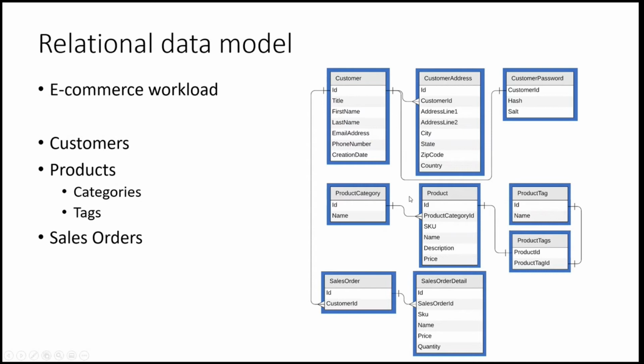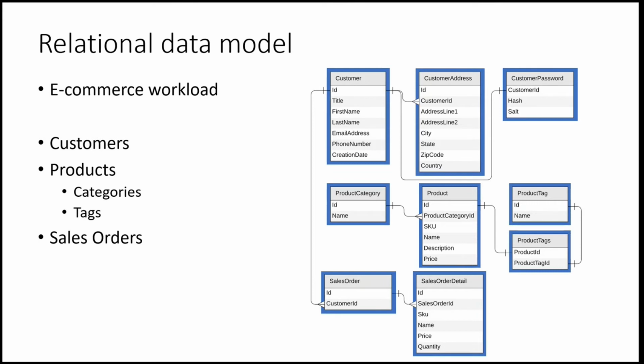And another quick example of what it means when you need to change the data model. So here's an example of an e-commerce workload, which is coming from a relational data model. To start with, it will look something like this, right?